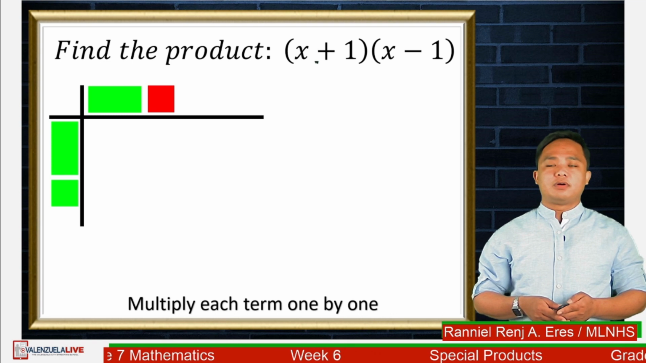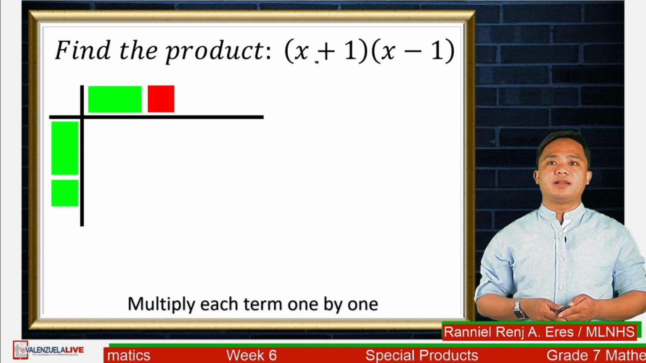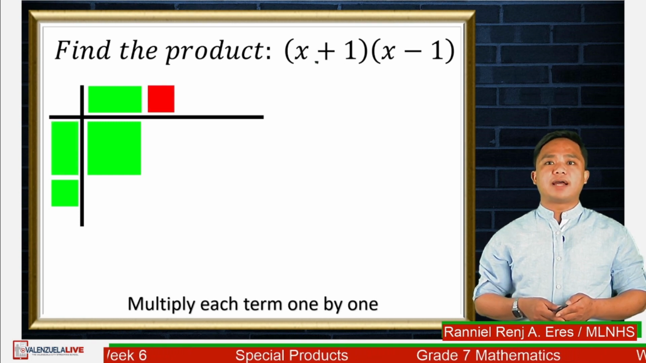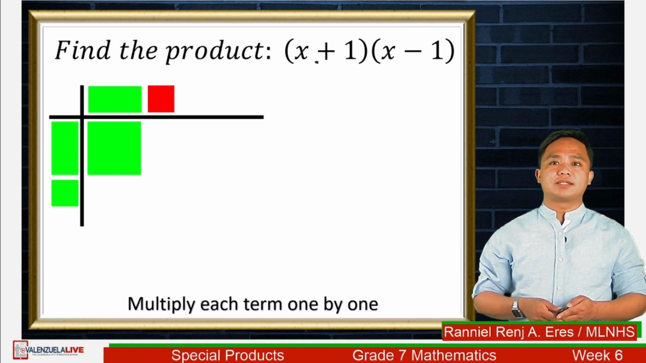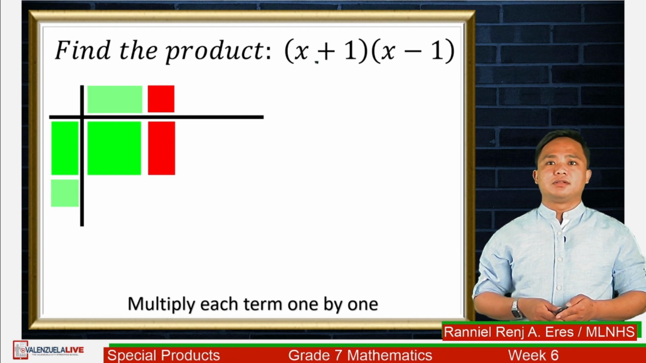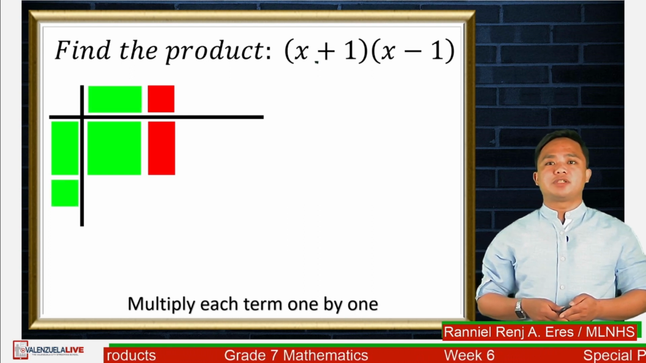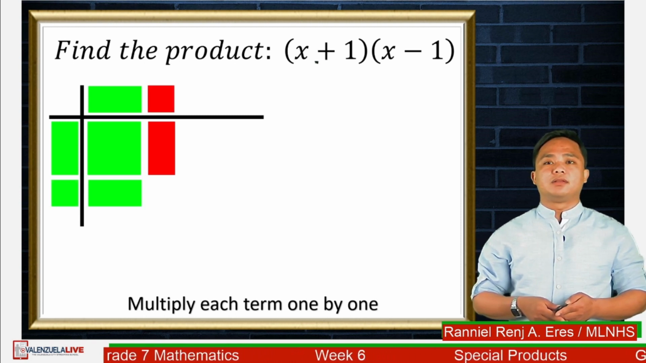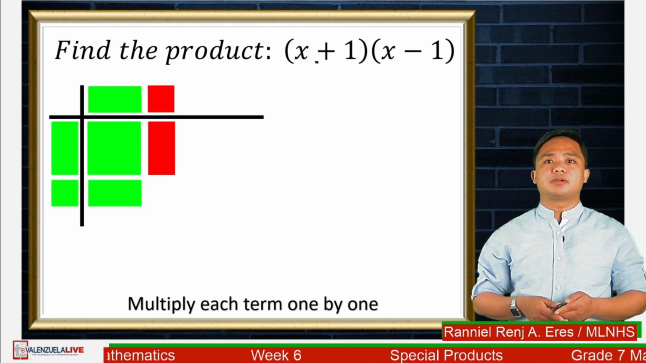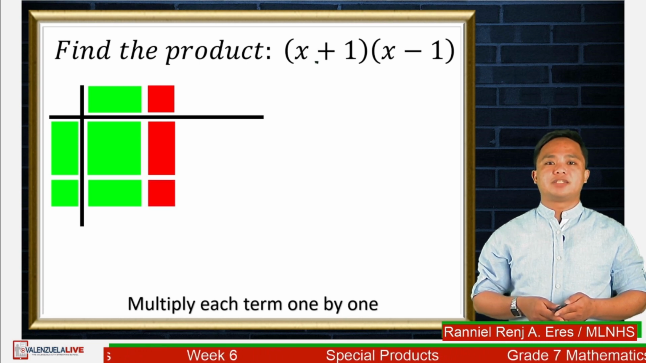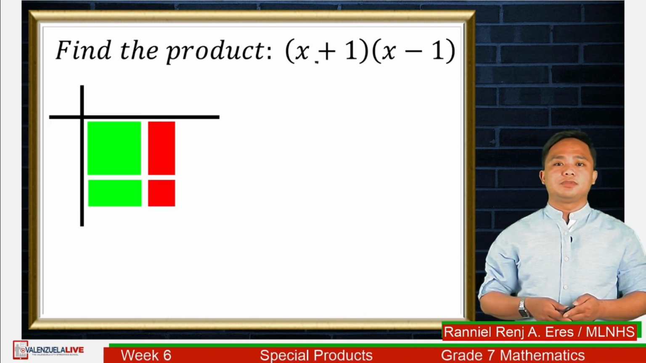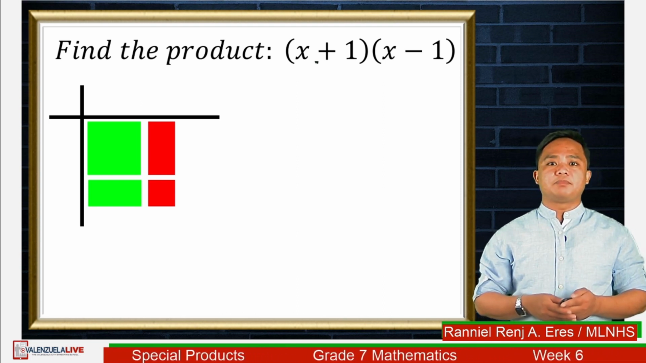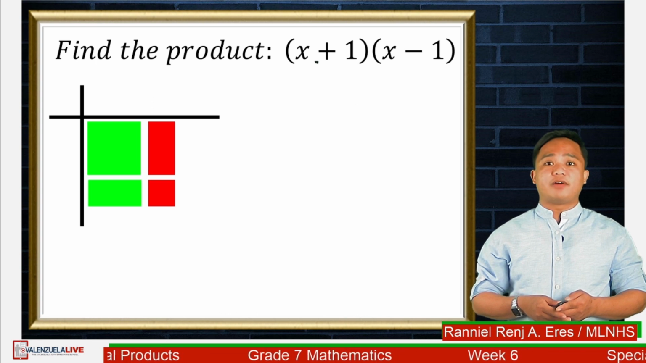Okay, so we have green rectangle times green rectangle. The answer is a green big square. Green rectangle times red square, the answer is a red rectangle. Green square times green rectangle, the answer is a green rectangle. And green square times red square, the answer is a red square. Okay, so as our last step, we'll count the tiles that we have after multiplying.